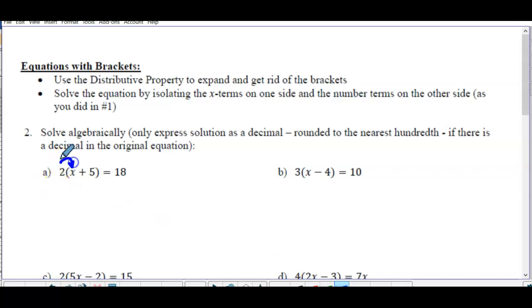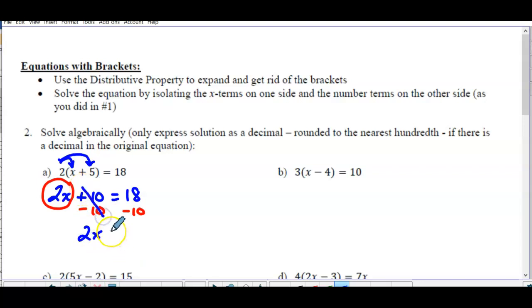So when I expand, I have to multiply everything in the brackets by 2. So that'll be 2x plus 10 equals 18. Then it's just a two-step equation from there. So you want to get x by itself, so I've got to subtract 10 from both sides. And so I end up getting 2x, that goes to 0, equals 8. Divide by 2, x equals 4, right? Those divide out.